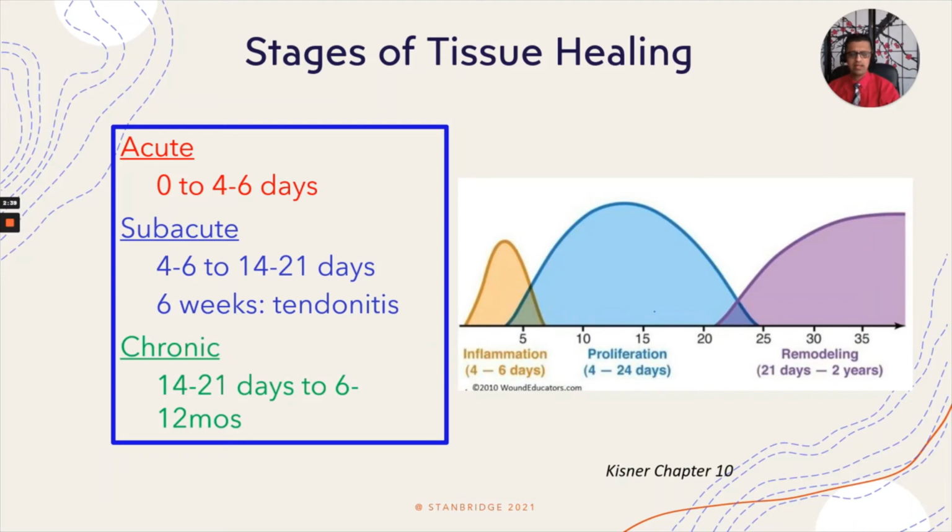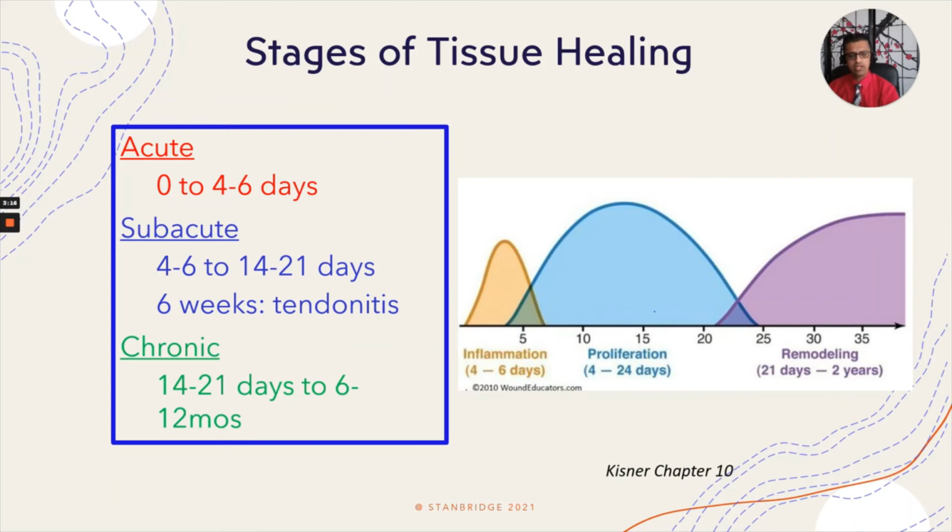So this is something that you should know. Again, acute, subacute, chronic. If you were to put on an exam or a quiz that acute is from 0 to 4 to 6 days, subacute is from 4 to 6 to 21 days, and 6 weeks is tendonitis, and chronic is 14-21 days to 6 to 12 months, that would be correct. Use this little thing, and you can also read inside the book, which gives you a little breakdown of the stages and what occurs during that time. And of course, we're going to go on to that.